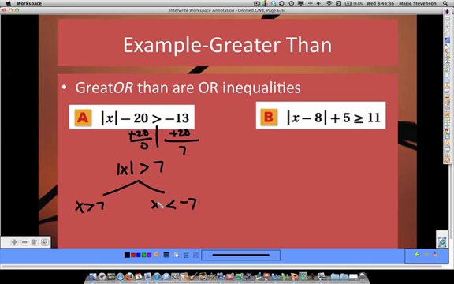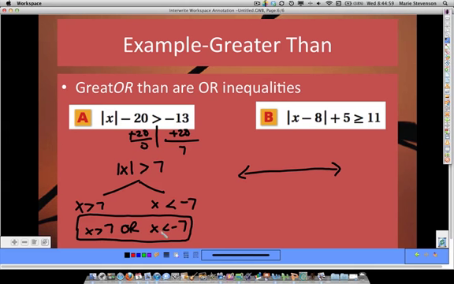And notice these are basically done. Now this says, since it's an or, we put or in the middle. This says x must be greater than 7 or x must be less than negative 7. Okay? Now it doesn't really matter which one comes first. I don't mind.